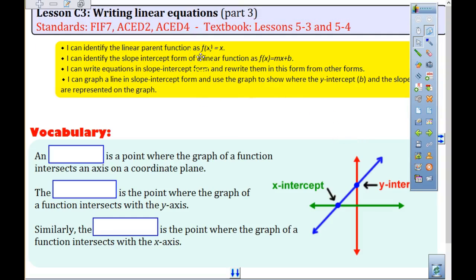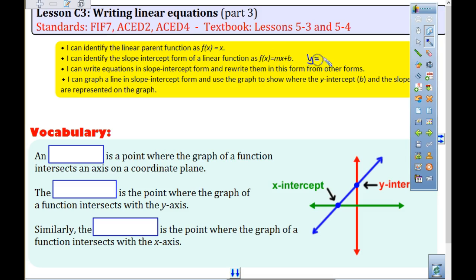So as we take a look at C3, this is our third part of all these writing equations. We keep going back to that point-slope form. But we want to identify now our slope-intercept in our linear functions that are of this form, f of x equals mx plus b. Sometimes you'll see it as y equals mx plus b. We want to always think of it as a function, right?